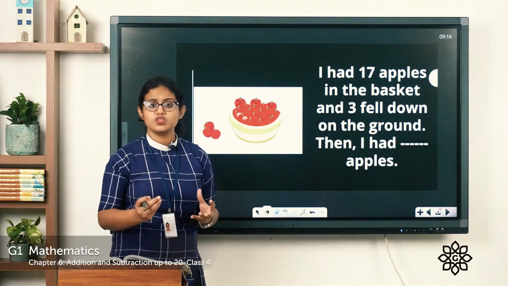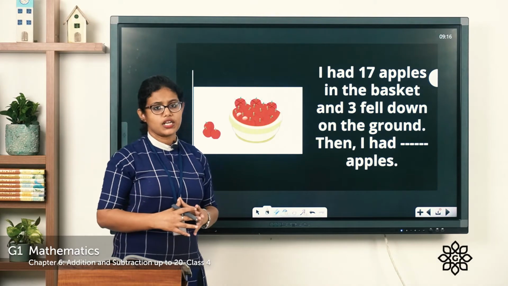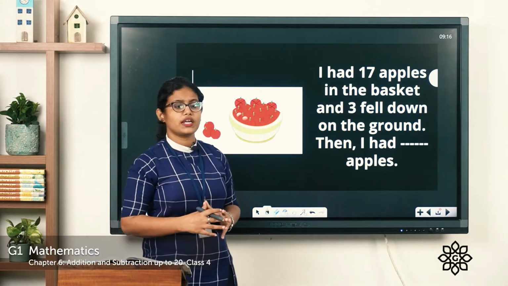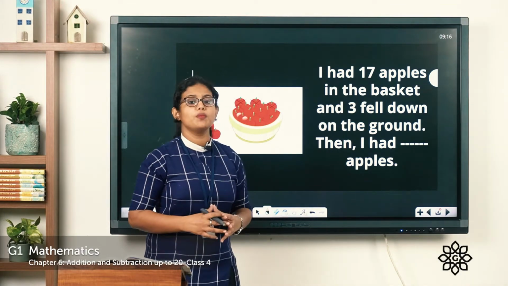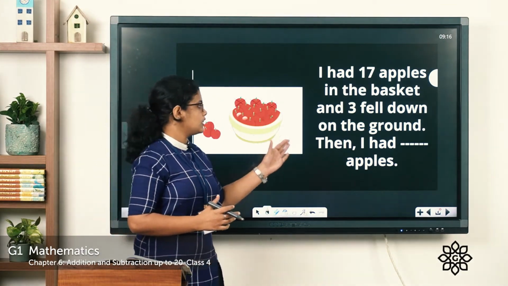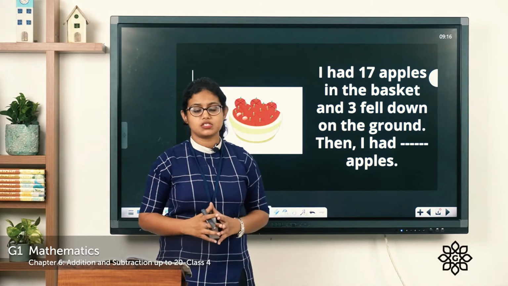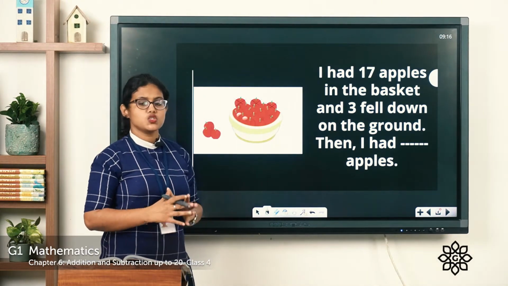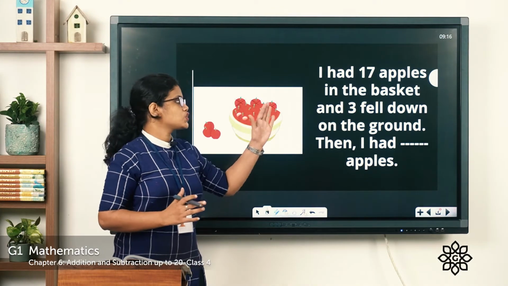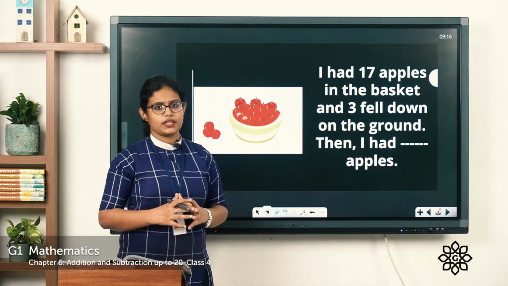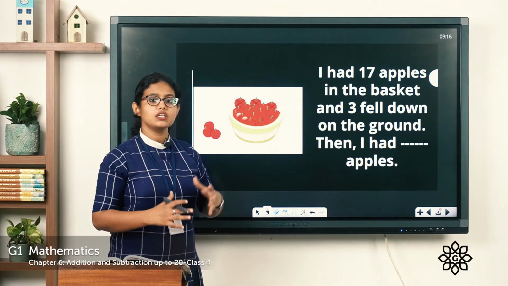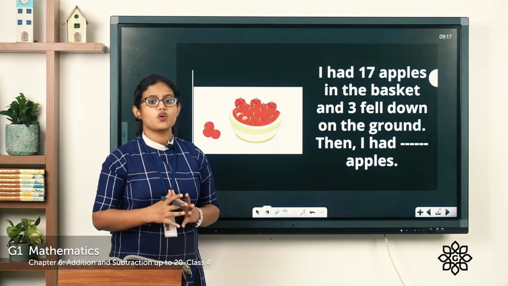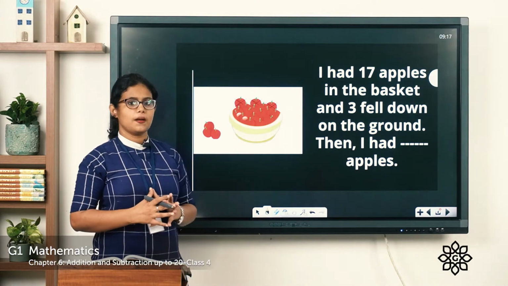So what happened to the 3 apples? It fell down. You can see the 3 apples on the ground. And what do you need to find? You need to find how many apples are left. Then I had dash apples. So how many apples are there left in the basket? So total how many apples were there? Total 17 apples were there. And 3 apples fell down. And what do you need to find? You need to find the number of apples left in the basket.